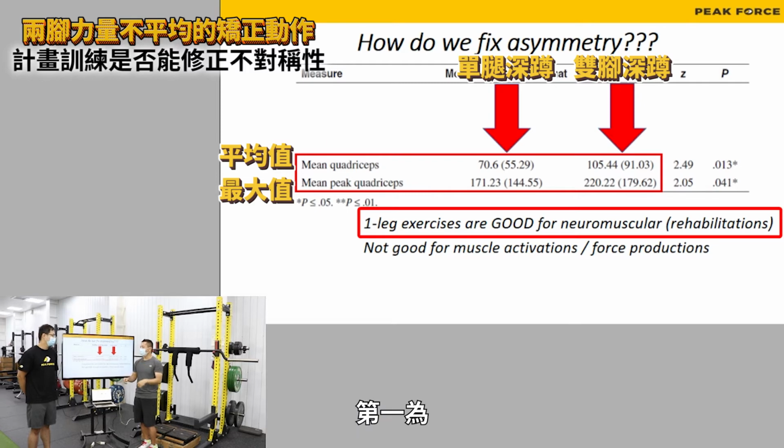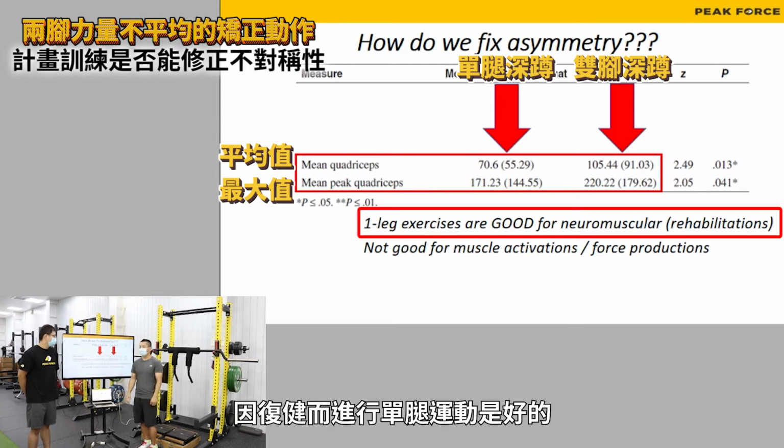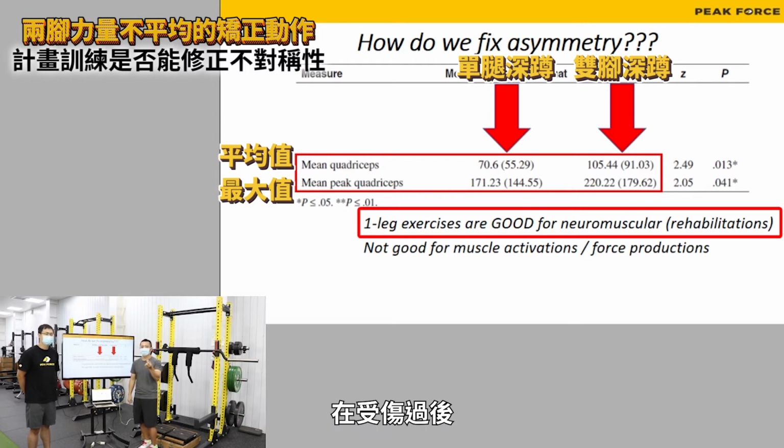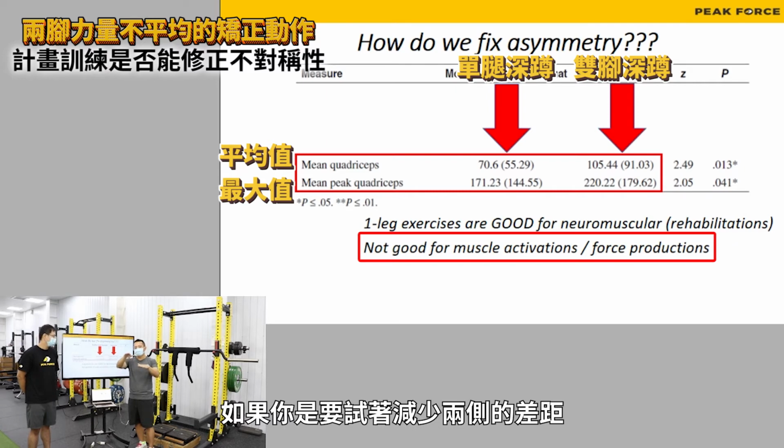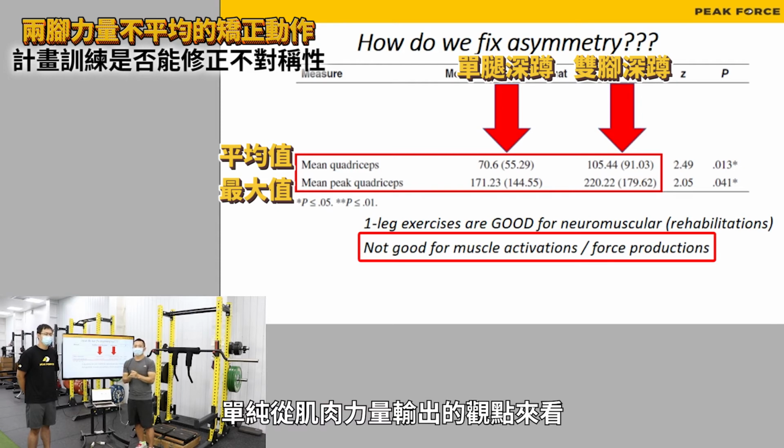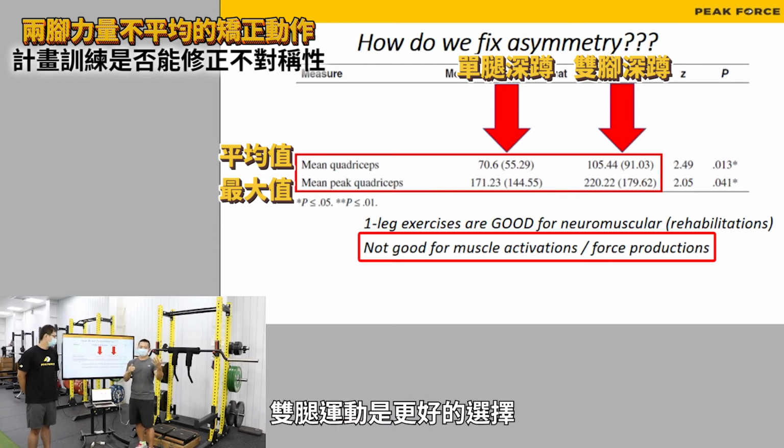So if you want to correct this potential asymmetry between left and right, I have two pieces of news for you. Okay, the single leg exercise is probably good to do for rehabilitation purposes. So after injury, for the neuromuscular purpose, it's okay to do the single leg exercise. However, number two, if you're trying to close a gap between left and right, purely from the muscle force production purpose, the two leg, the bilateral exercise, is a much better choice.